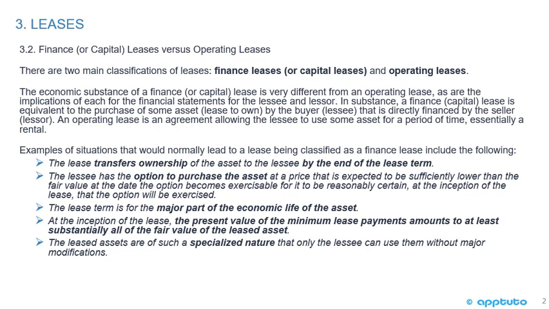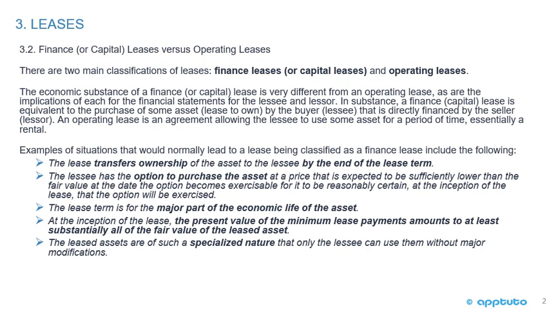1. The lease transfers ownership of the asset to the lessee by the end of the lease term. 2. The lessee has the option to purchase the asset at a price that is expected to be sufficiently lower than the fair value at the date the option becomes exercisable for it to be reasonably certain at the inception of the lease that the option would be exercised.